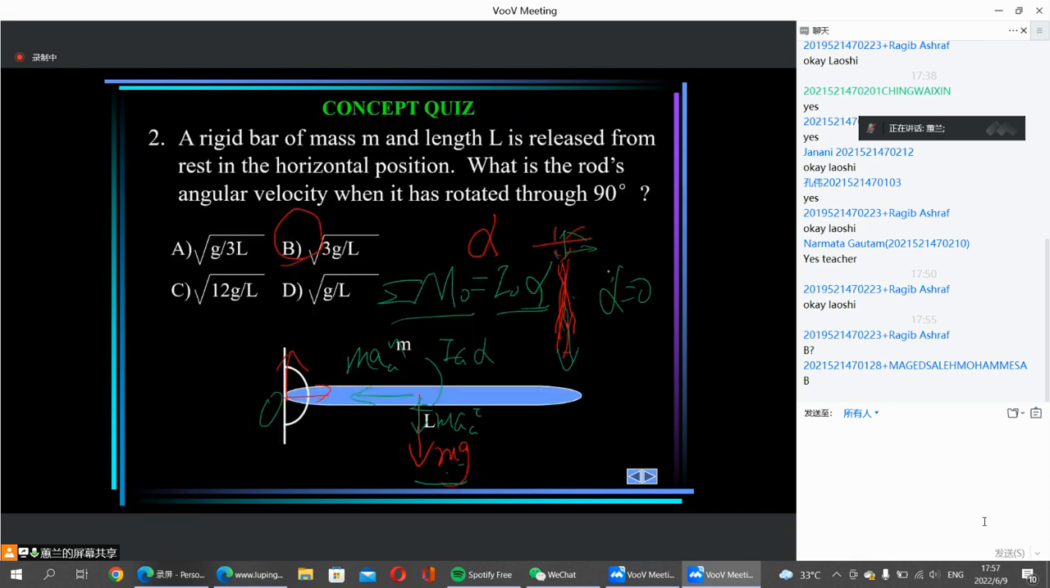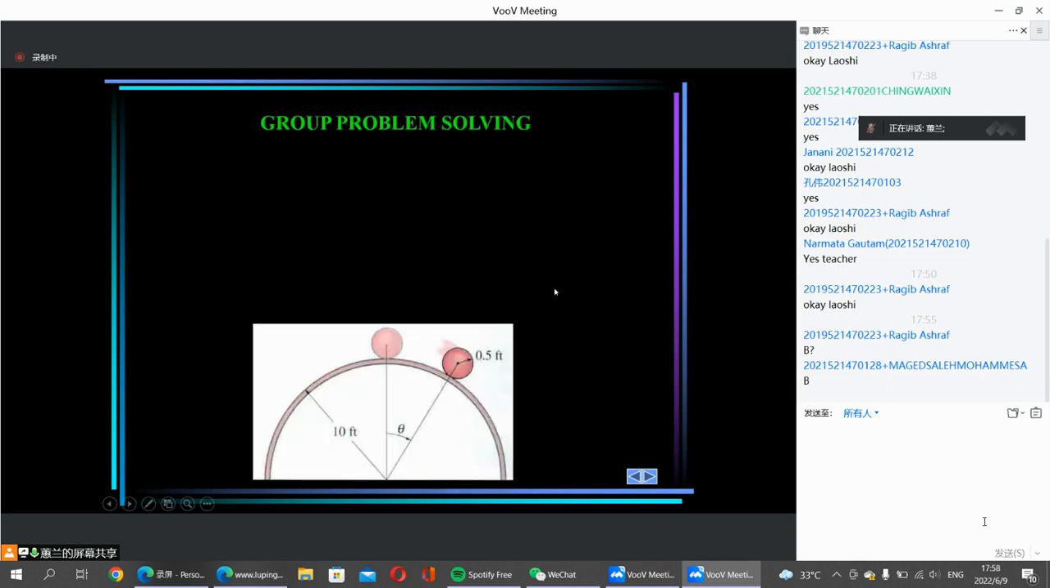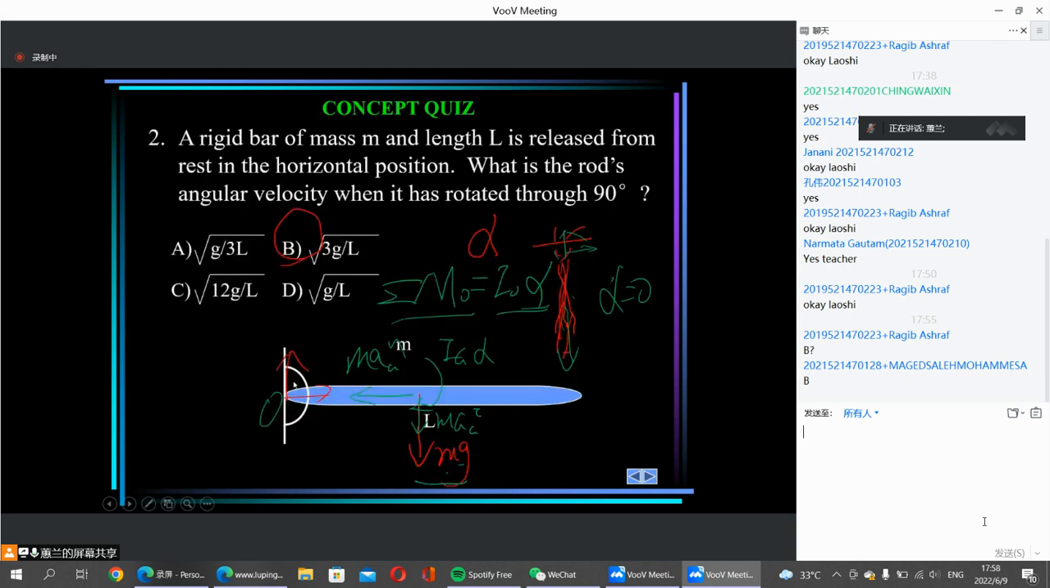Do you have any question about this one? Do you know how to calculate the angular acceleration when it's horizontal, when it's vertical? And not only the angular acceleration, you can also calculate the reaction forces, right? Just like when it's horizontal, the horizontal reaction force will equal to 0.